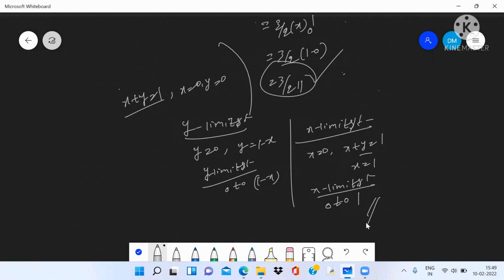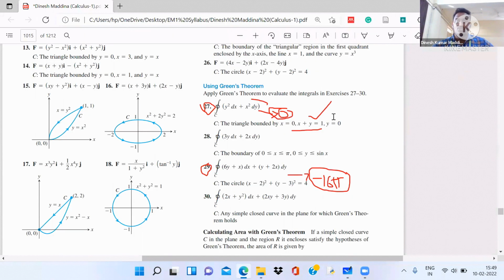Okay, then try to solve that. I have given the answers also, what you will get. Here for the 27th you will get 0. For the 29th you will get minus 16 pi.